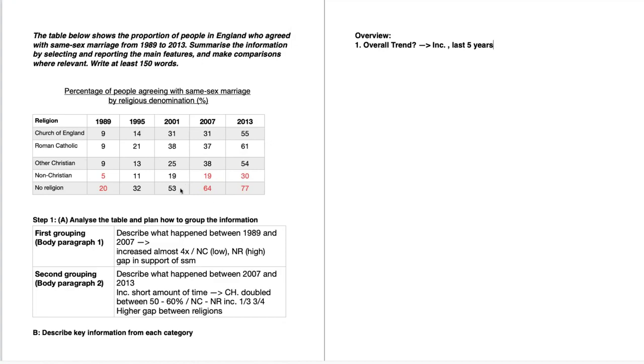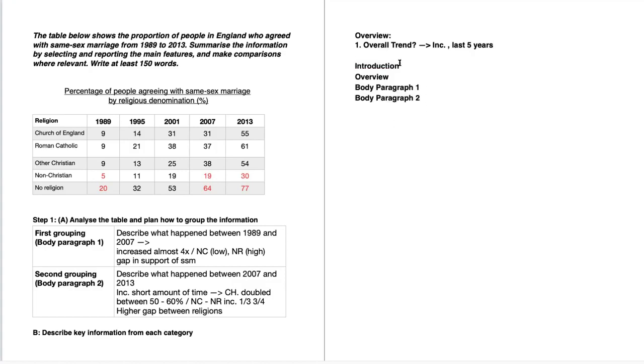And basically these groupings have stayed the same. We see that non-Christian tended to be on the more conservative side, and they are still in the conservative side at the end of 2013 here. So I'm also going to note that in the overview paragraph. But remember here, we're just looking at everything. We are not talking about specific data points.